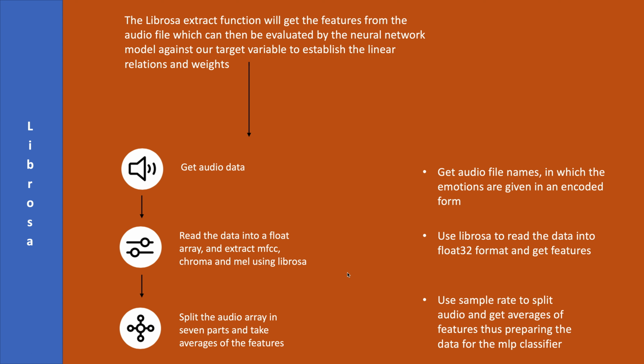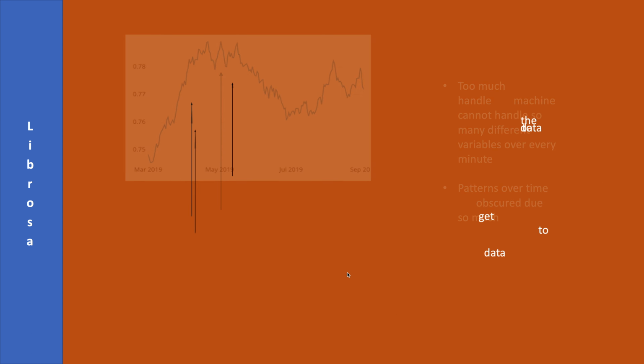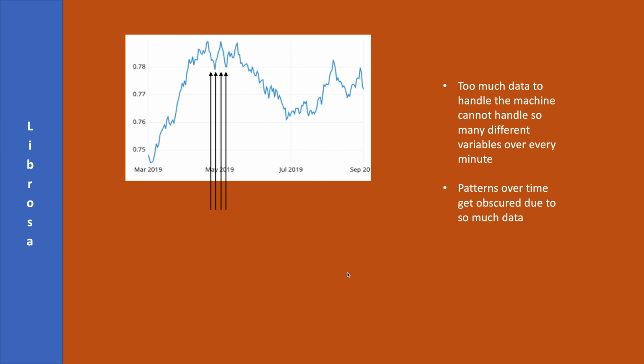And that is because if we take statistics of every single second, like in this case, if we take our statistics too frequently, our data will be very inconsistent, right? Because you're focusing too much. We need to show the pattern of the data over the course of some time. So we are splitting our audio files into 7 parts, thus showing the values in different parts so our machine can understand.